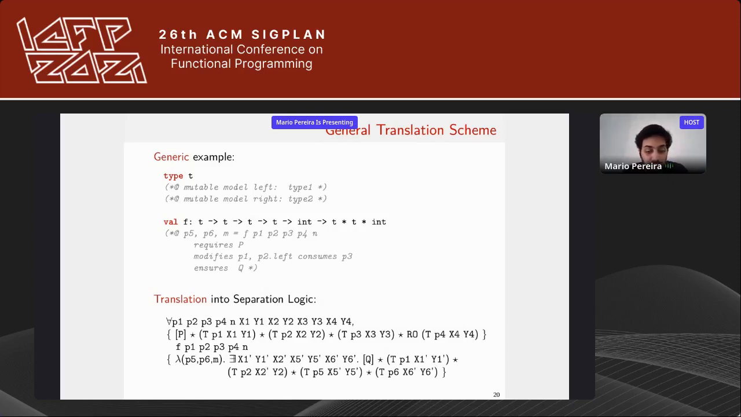Had you started doing this proof in separation logic directly. But with Gospel you can write this much more concise, much more readable specification, and you know that we took care to define this translation scheme into this triple. So that's what you get when translating Gospel into separation logic.